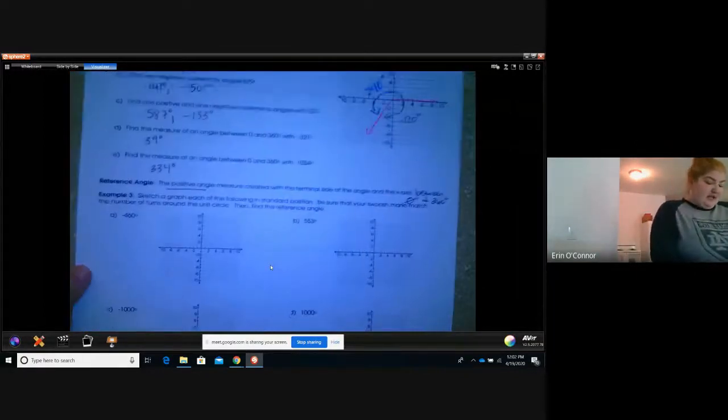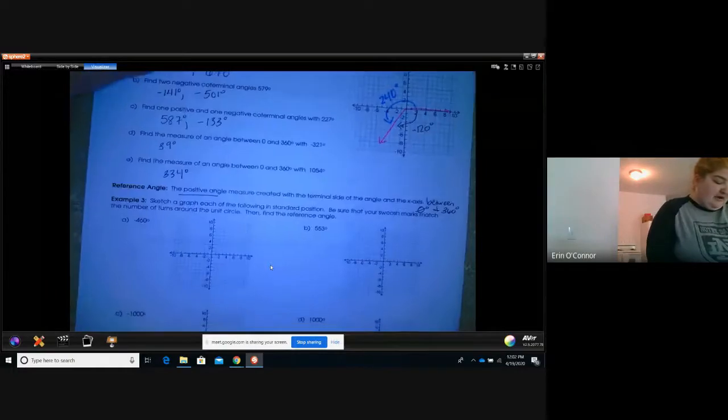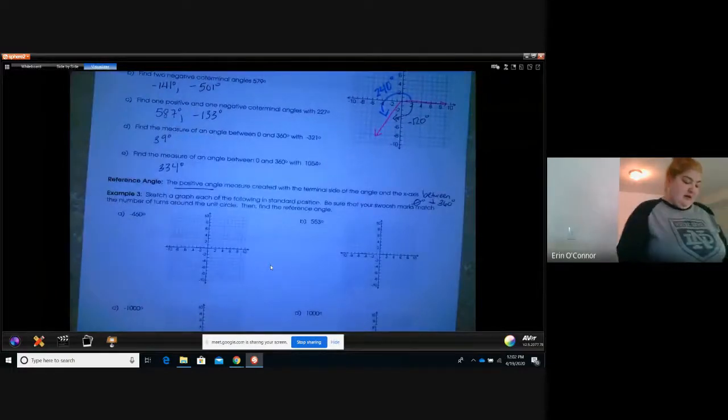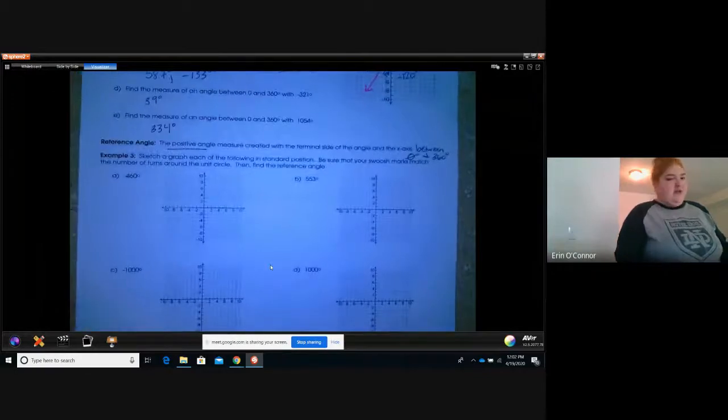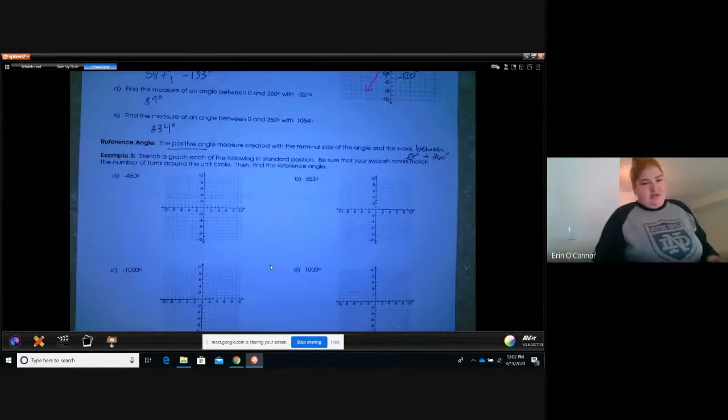All right, so sketch and graph each of the following in standard position. Be sure that your swoosh marks match the number of turns around the unit circle. Then find the reference angle. So we're going to practice these. Once you feel like you get it, pause the video and do it yourself.